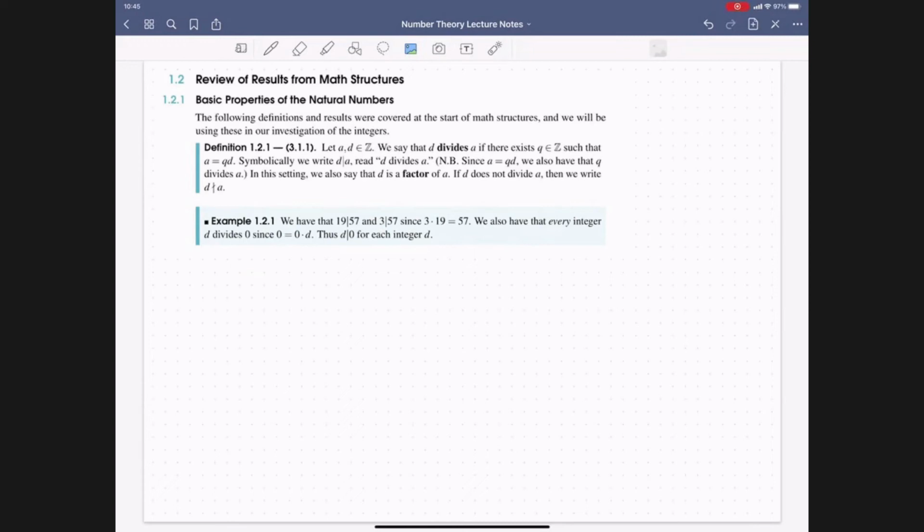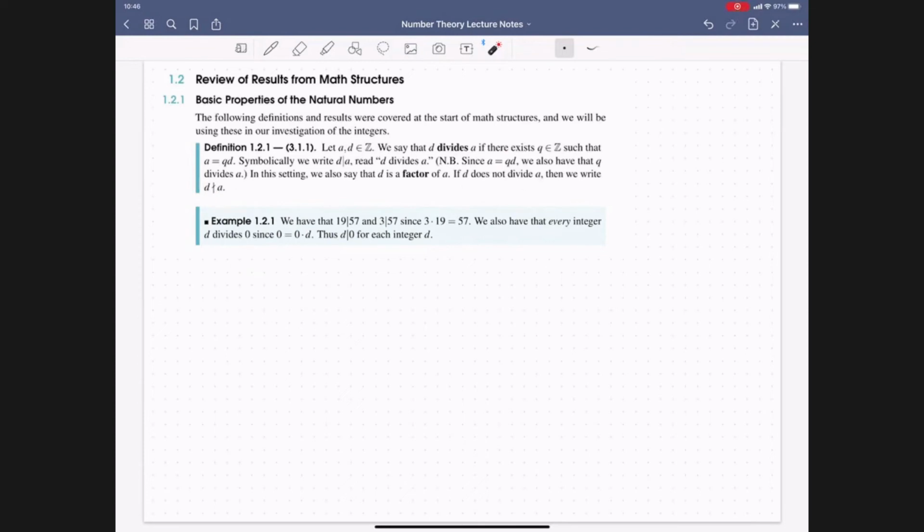So we're going to start off with a couple definitions. If we're given two integers, a and d, we say that d divides a if there exists some integer q such that a can be written as q times d. Here, whenever we write d and then this bar slash, this will be d divides a. In this setting, we also say that d is a factor of a, and in the same manner, we can also say that q is a factor of a. And when d does not divide a, we'll simply write d does not divide a.